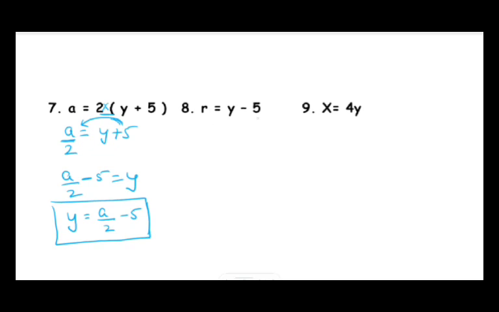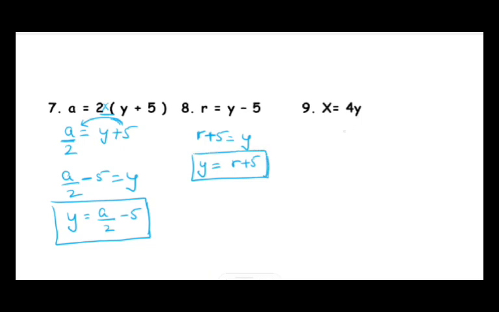R is equal to y minus 5. R plus 5 is equal to y. Y is equal to R plus 5. This was really simple.